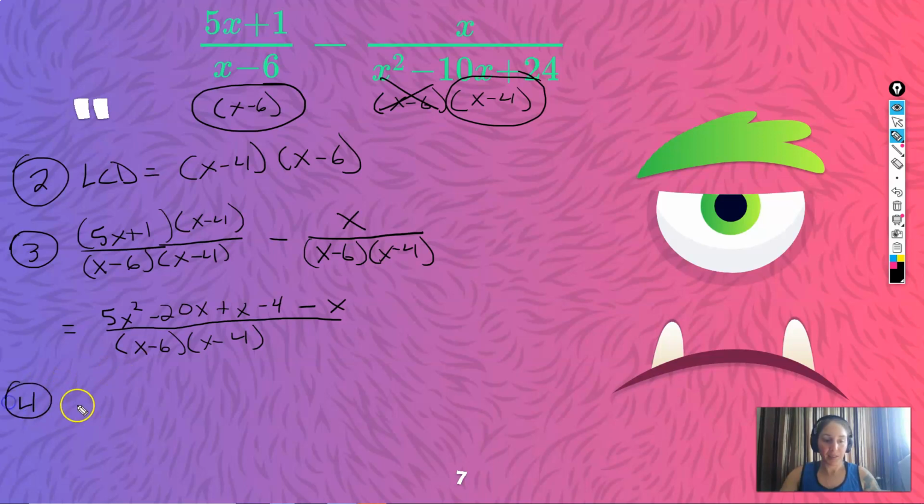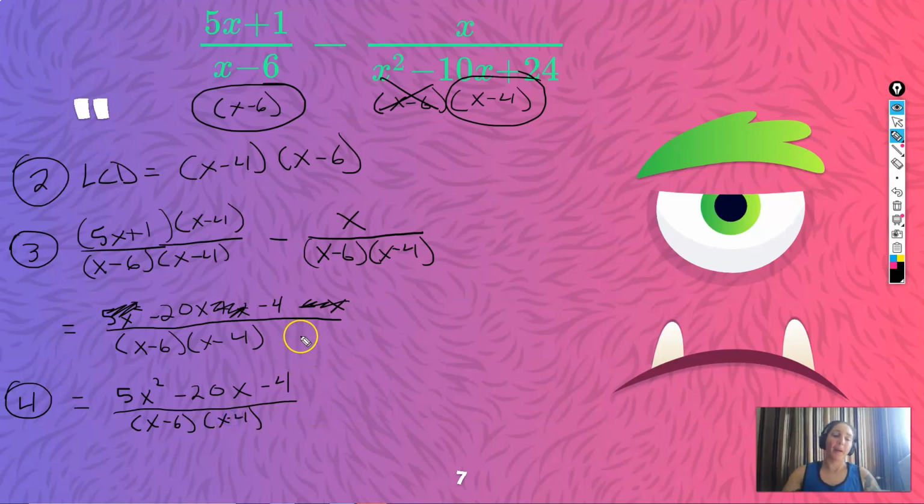Alright, step 4 says let's clean this up now. Are there any other x squared terms? No, they're not. So 5x squared stays. And then I have minus 20x plus x minus x. Oh hey, plus x and minus x are going to cancel each other out. We already dealt with that. So I'm just going to say minus 20x minus 4. And all this is going to be over x minus 6, x minus 4. Alright, and we have combined. And voila, done.